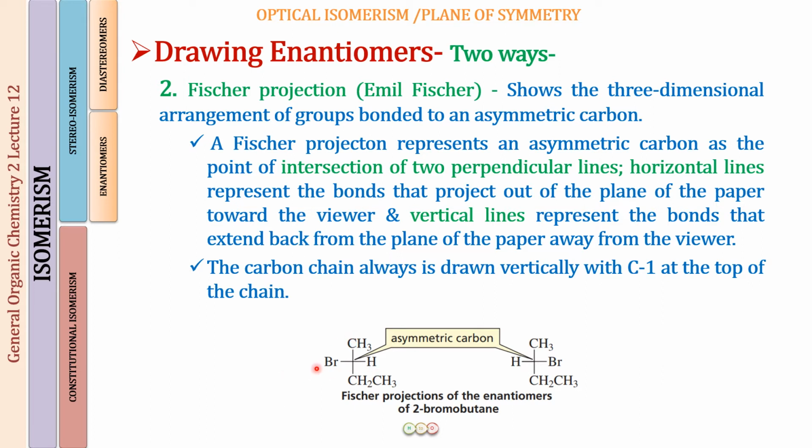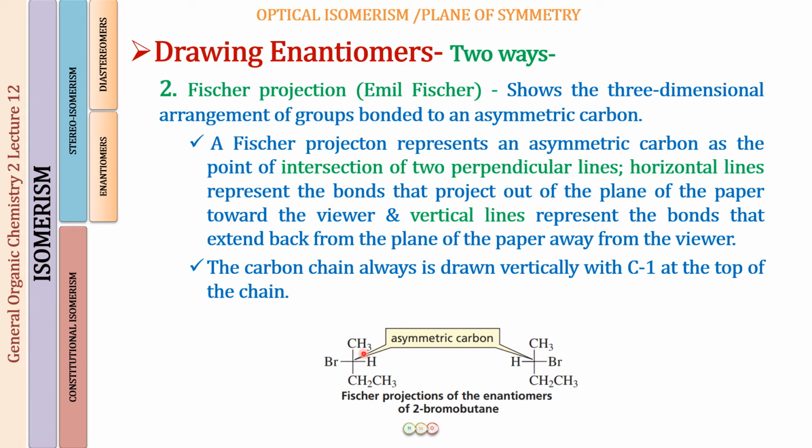The horizontal one, well, these two groups which are going to be represented by the horizontal line, these are the ones which are coming out of the plane of paper towards the viewer, and the vertical line is going to represent the bonds which are extending backwards from the plane of paper away from the viewer.